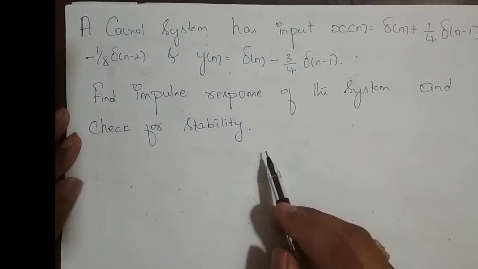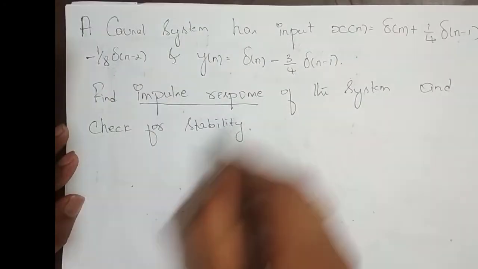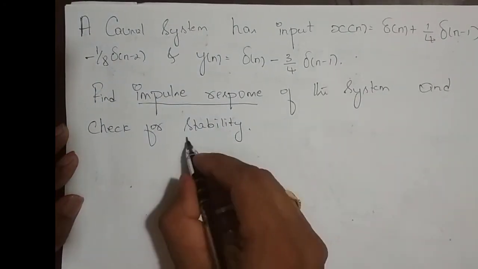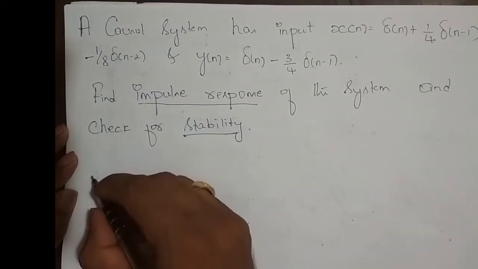So our aim here is to find its impulse response and to check whether the system is stable or not. Okay, so solution.